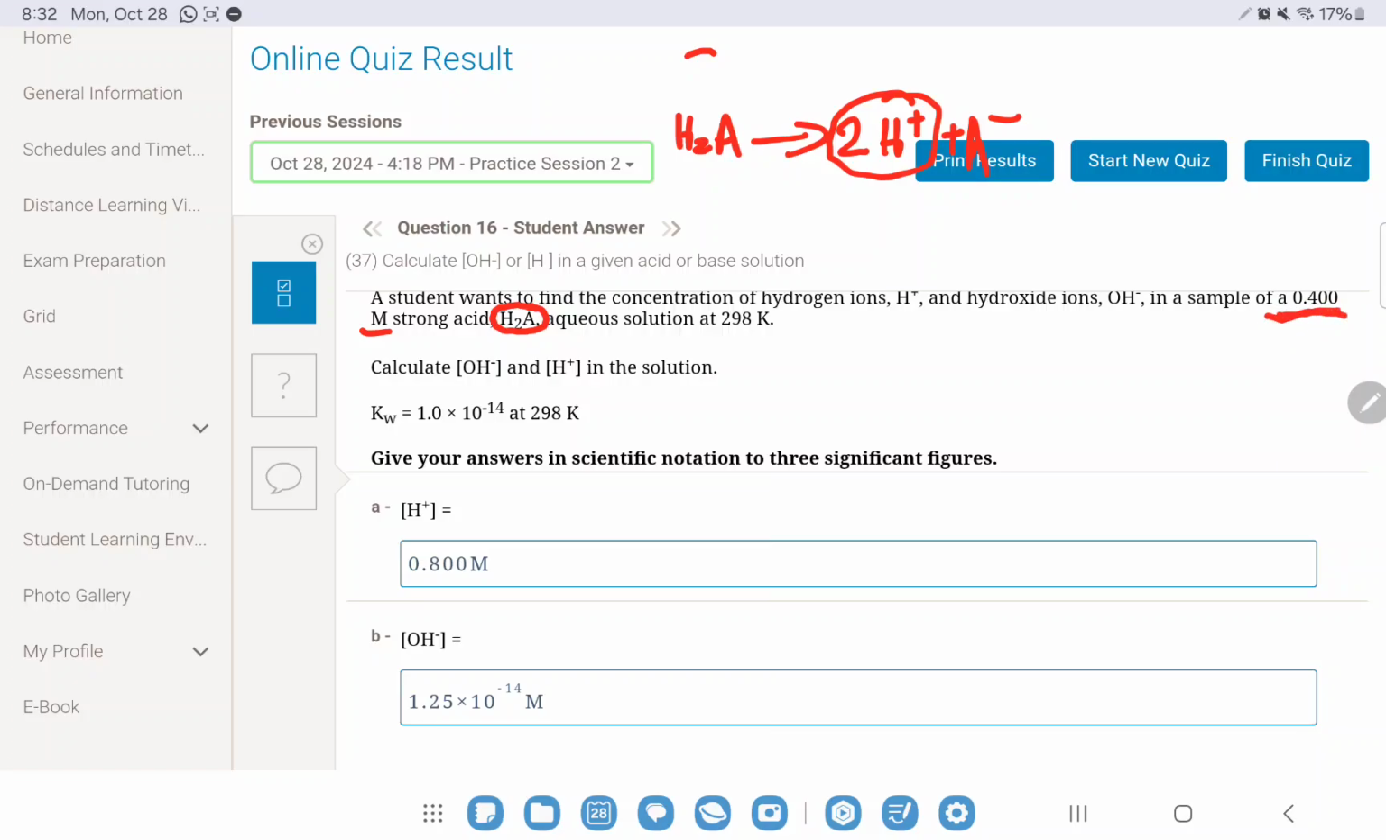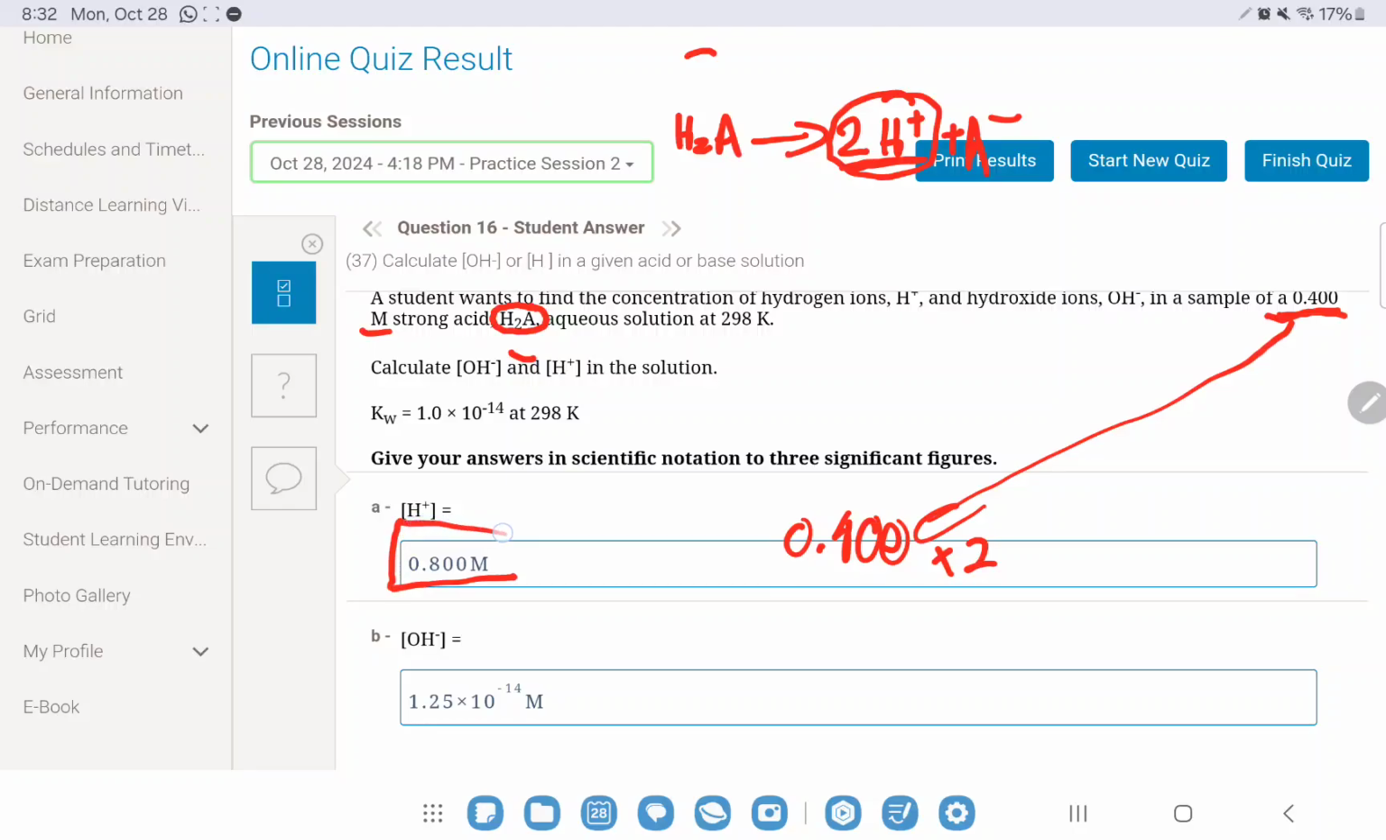M is 0.400 for this. When you have 2H, we know that the H concentration is always equal to the solution concentration. But since here you have 2H, which means you doubled H, you're going to take 0.400 times 2. That's it. 0.800. That's how you get it.